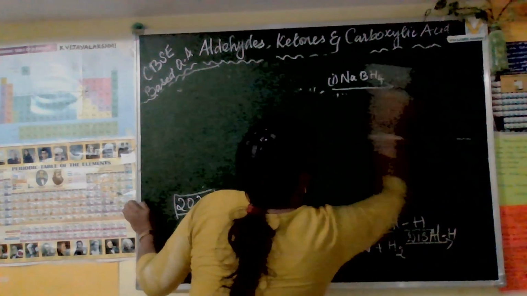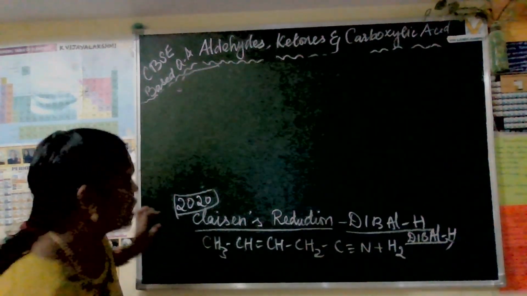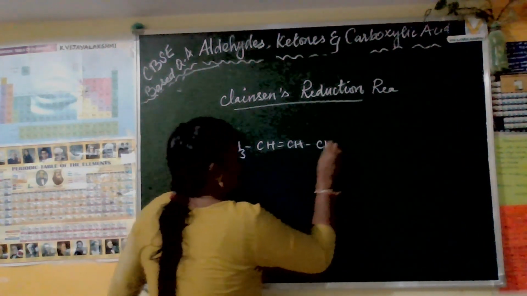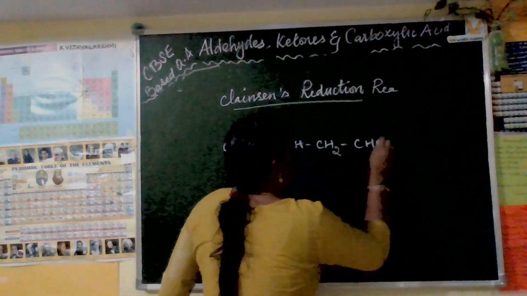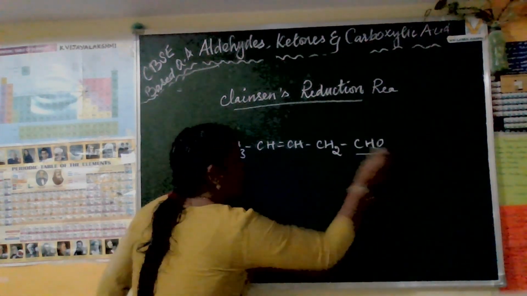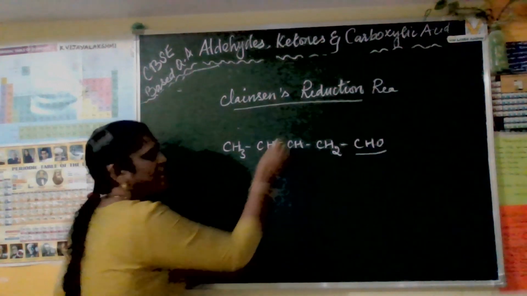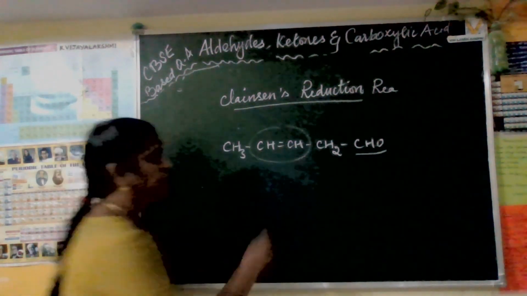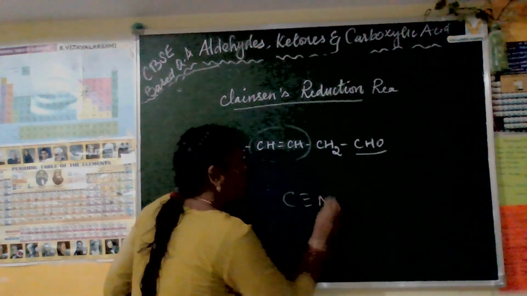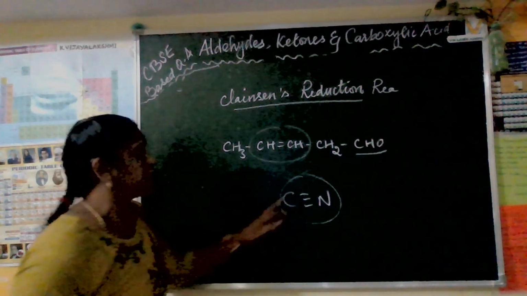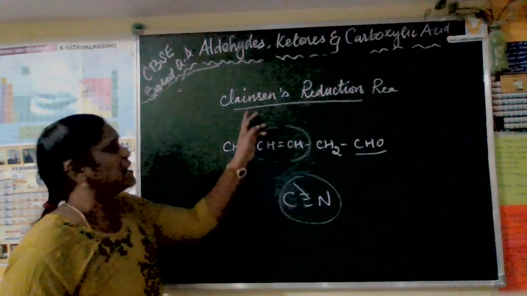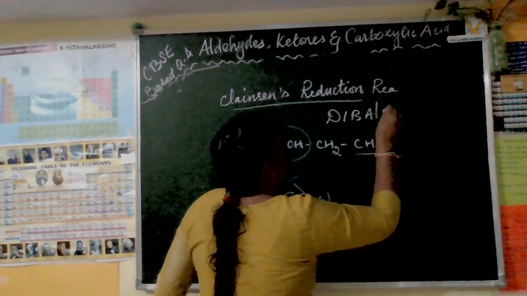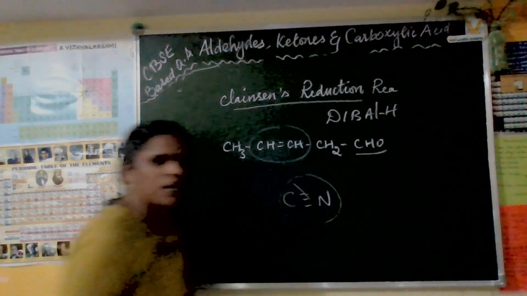So what is the product you will get? Okay, now CH3 CH double bond CH CH2 CHO. So you will get this compound. It does not affect the non-polar C double bond C. It will affect only the C triple bond N. This is a polar molecule, so it will be affected partially. That is what it is: diisobutyl aluminium hydride. Hope you're clear with this.